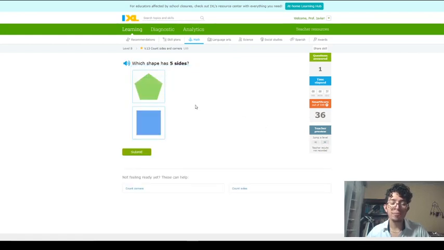Which shape has 5 sides? ¿Qué figura tiene 5 lados? Let's count. This one has 1, 2, 3, and 4. And this one has 1, 2, 3, 4, and 5. So this one will be the right one. This one has 5 sides.